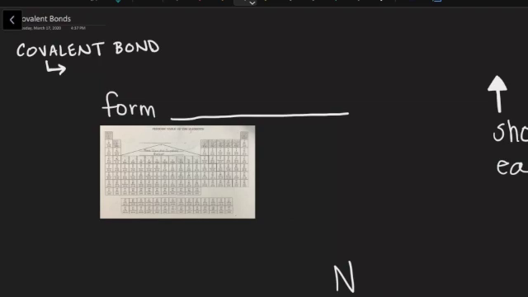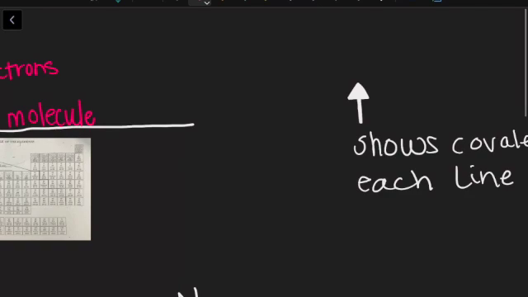Alright, now we're going to talk about covalent bonds. So we've been talking about ionic bonds where they steal electrons from each other. And now covalent bonds share electrons. So let's write that, share electrons. And it's important to know here that when a covalent bond forms, it does form a molecule. That's a very important thing to note. Ionic bonds do not form molecules, but covalent bonds do. Alright, now let's look at how they share electrons.